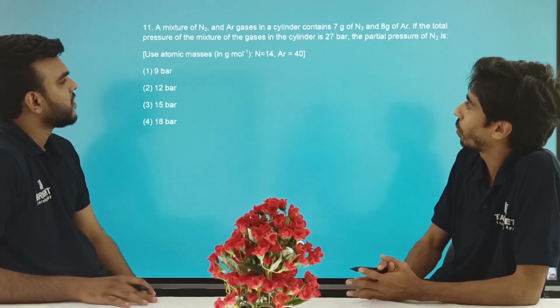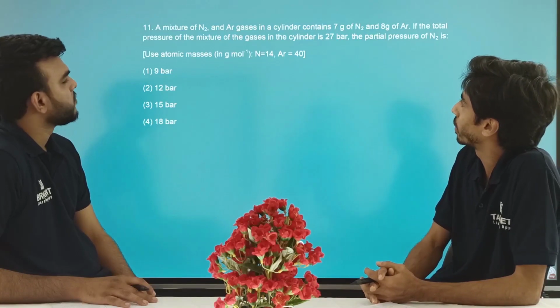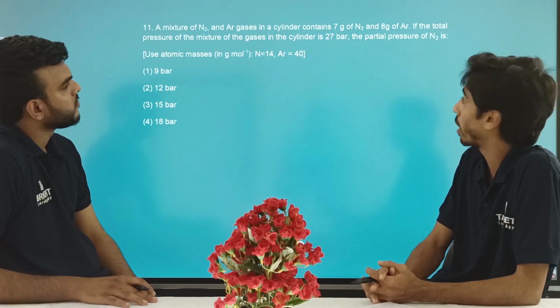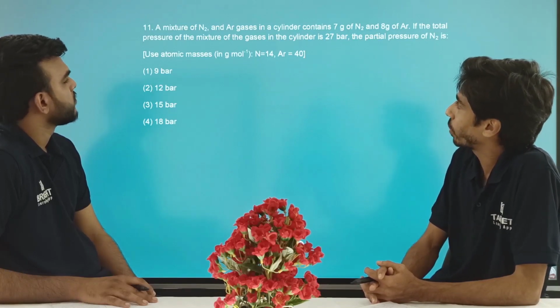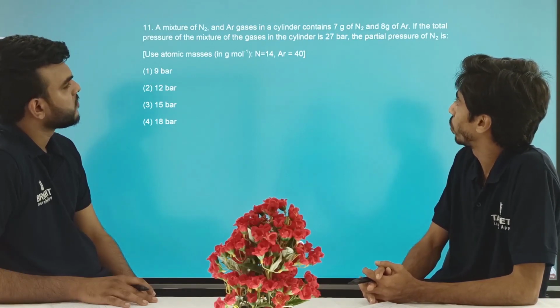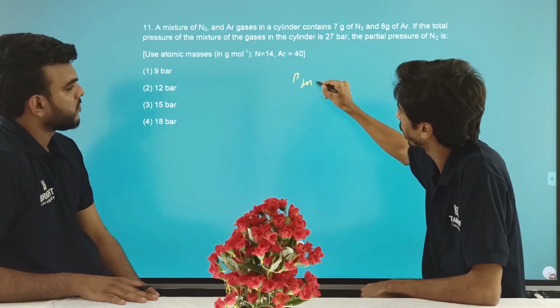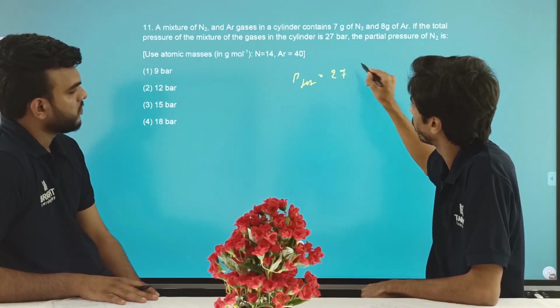A mixture of N2 and argon gases in a cylinder contains 7 gram of N2 and 8 gram of argon. Now, the total pressure of the mixture of the gases in the cylinder is 27 bar. So P total is provided, they have given that it is equal to 27 bar.